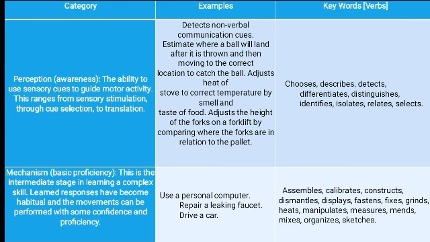Keywords for the perception: chooses, describes, detects, differentiates, distinguishes, identifies, isolates, relates, and selects. Mechanism or basic proficiency. This is the intermediate stage in learning a complex skill. Learned responses have become habitual and the movements can be performed with some confidence and proficiency. Examples of a mechanism: use a personal computer, repair a leaking faucet, and drive a car.